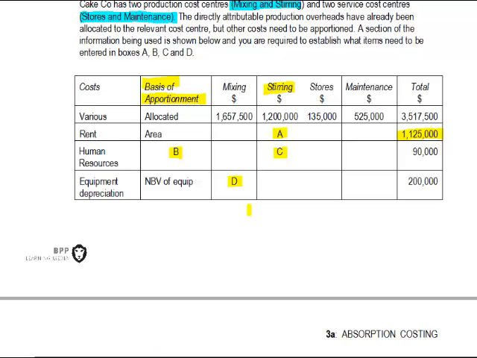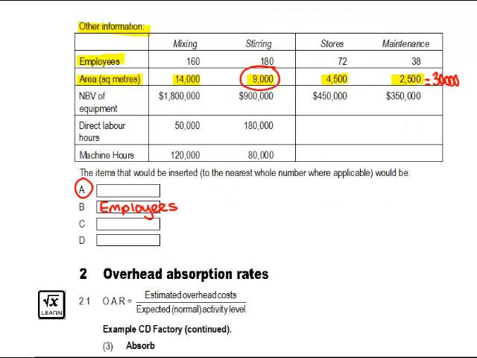C is looking at the stirring department again and saying, well, how much of this $90,000 cost are we actually going to apportion to stirring? We've said we're going to use employees, so let's total up how many we've got. And that comes to 450. So 180 of them are in that department. So we've got 180 over 450 multiplied by $90,000. And that comes to $36,000. And that's what we need in C.